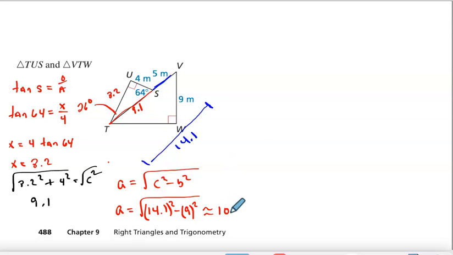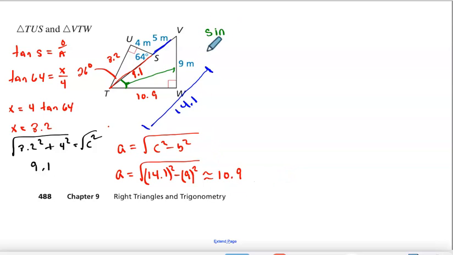It's about equal to 10.9. Alright, and then lastly, get angle T or angle V, so whatever. I'll go angle T, opposite, and I'll use the hypotenuse here.